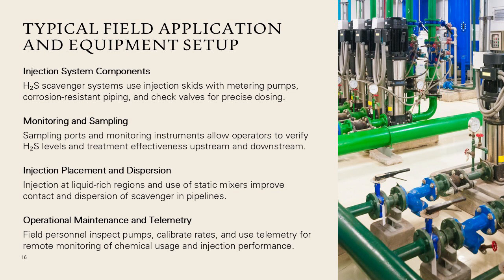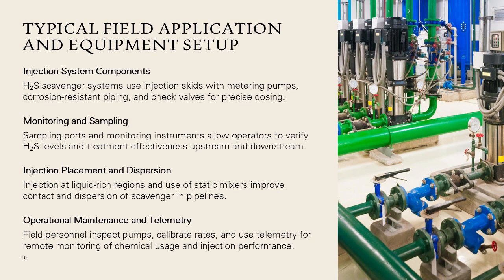Field application of H₂S scavengers typically involves dedicated injection skids equipped with metering pumps, corrosion-resistant piping, check valves, and monitoring instrumentation. These systems are designed to deliver precise chemical dosages to selected injection points within the pipeline or production facility. Sampling ports allow operators to monitor H₂S levels upstream and downstream of injection to verify treatment effectiveness. In multi-phase pipeline systems, injection is often located at liquid-rich regions to maximize contact between scavenger and dissolved H₂S.